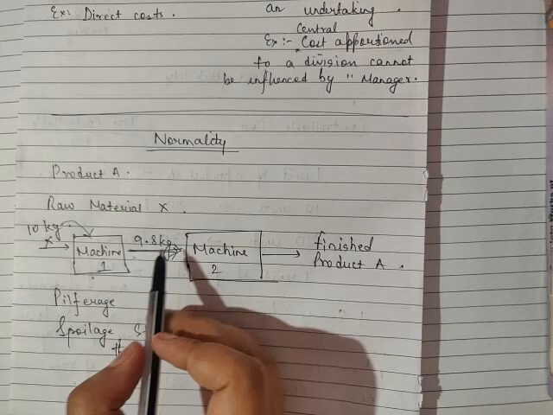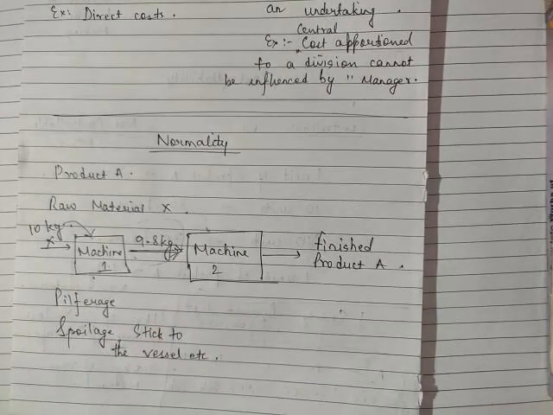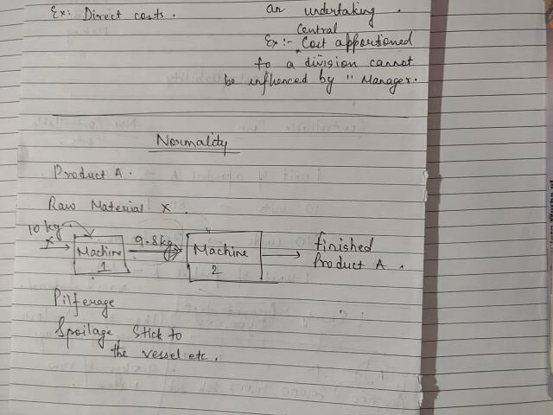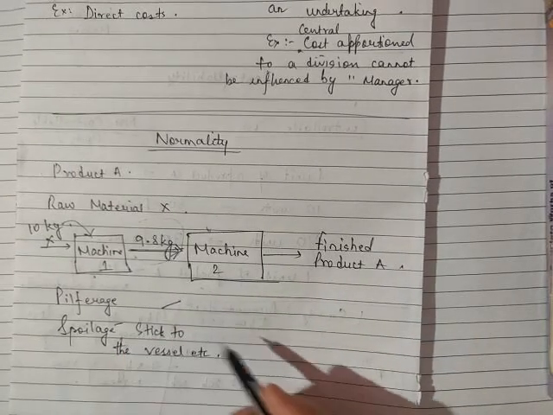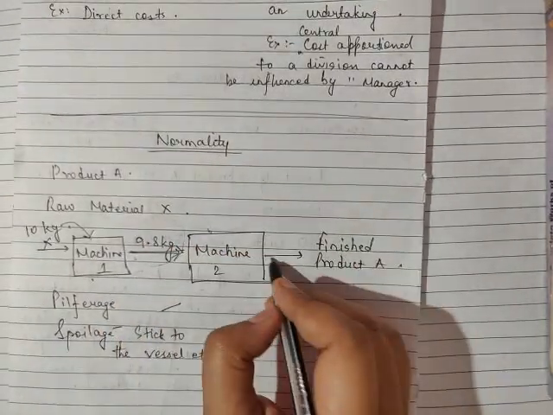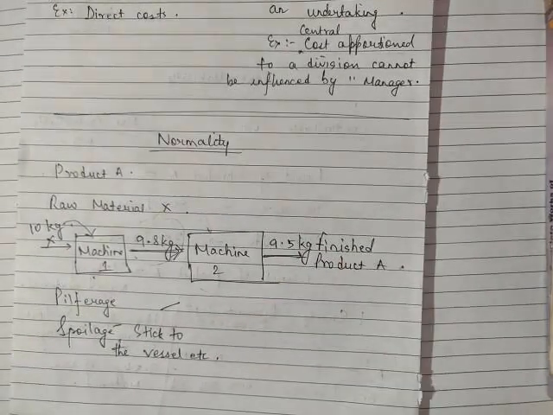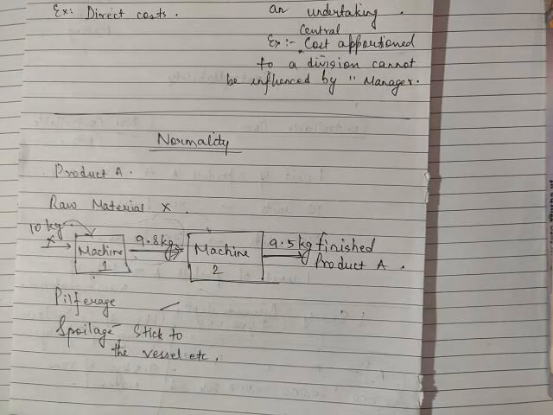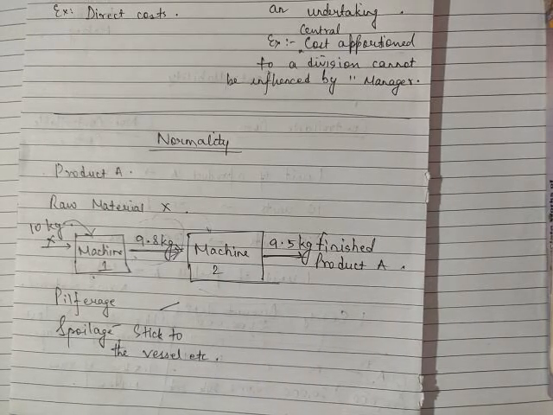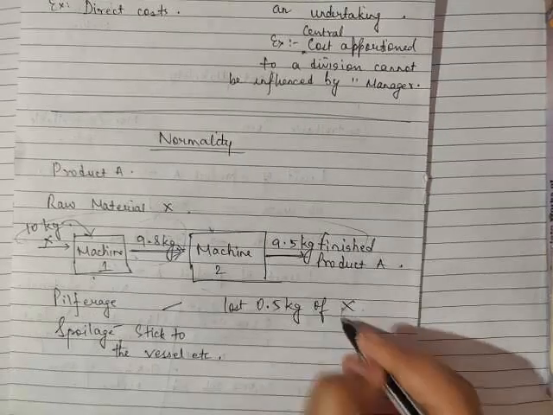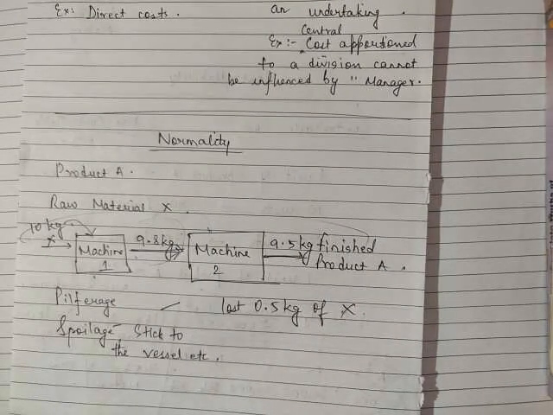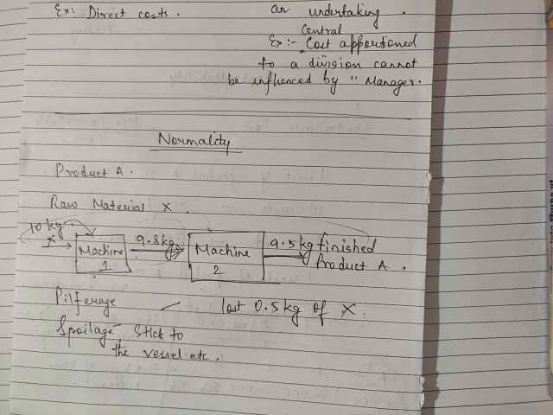Now, when this quantity is again poured into machine 2, there might be some more wastage because of pilferage, spoilage, etc., because of which the final product may have, say, only 9.5 kg of raw material X. So in this whole process, we have lost 0.5 kg of material X. This cost is a normal loss.